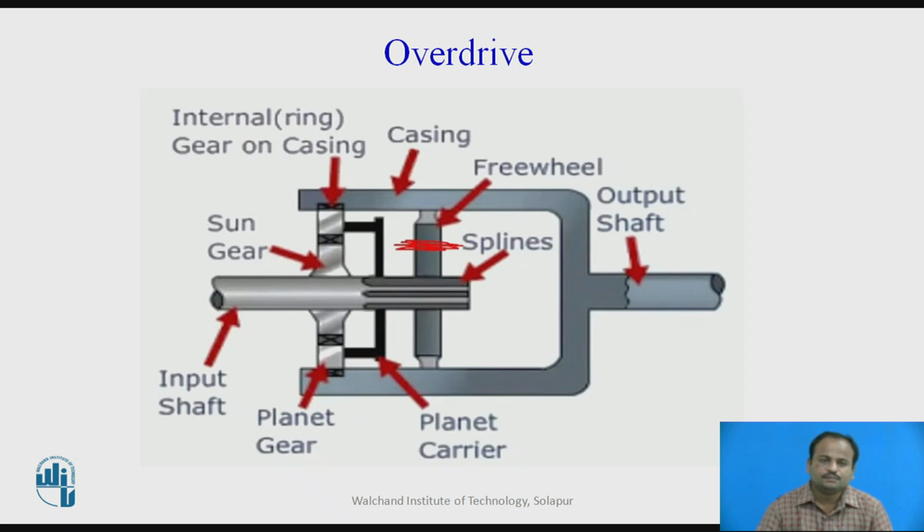On the input shaft, the sun gear is fitted, and over the sun gear the planetary gears are arranged, and on the planetary gear the casing gear is mounted. And to the right hand side of the input shaft there is a spline over which the freewheel is fitted. So this freewheel acts when the input shaft speed is less. Likewise this overdrive runs and we will get more speed. Therefore this overdrive is used in high speed vehicles to get high efficiency and low fuel consumption.